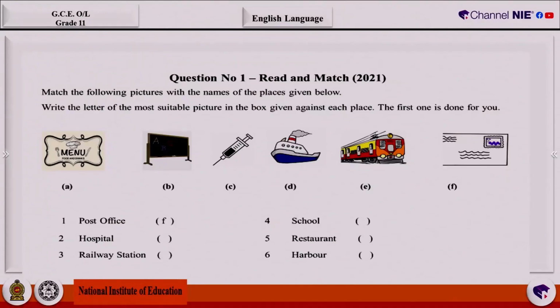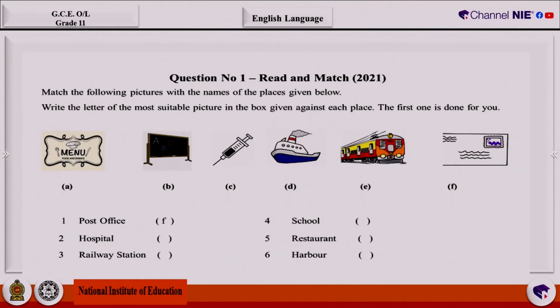So I will show you one last example. This question appeared in the 2021 paper. So what are you going to do here? You are given some pictures and you are going to match these pictures with the names of the places given. So you see that the first question will be very easy.